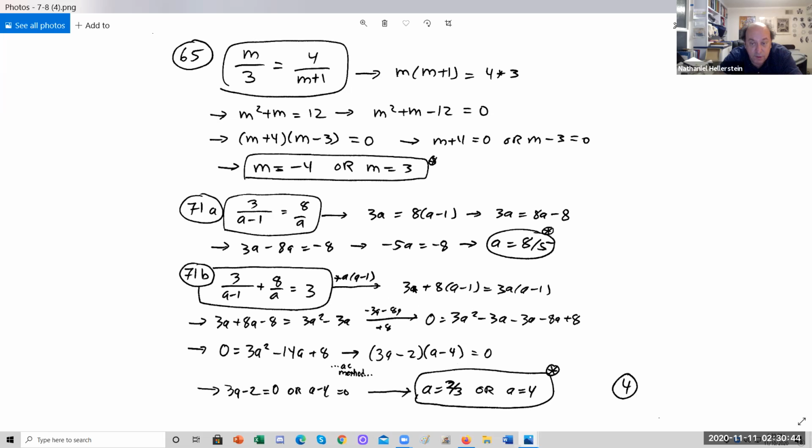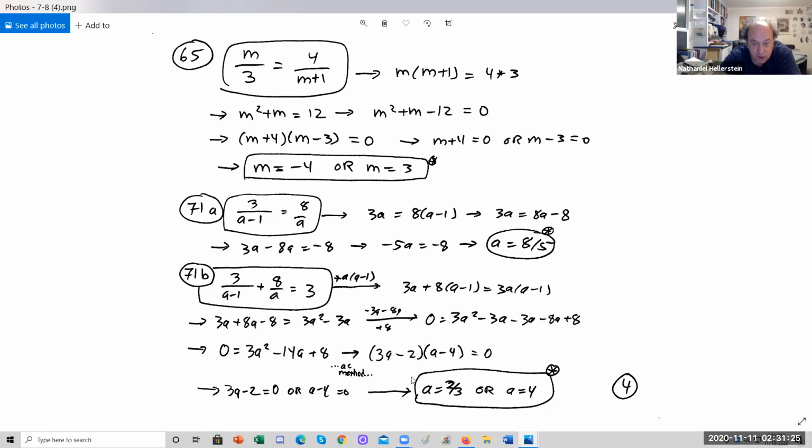All right, so this on the left expands to 3a plus 8a minus 8 equals 3a squared minus 3a. After some transposing, you get 0 equals 3a squared minus 3a minus 3a minus 8a plus 8, which is 0 equals 3a squared minus 14a plus 8. Now, to factor this, it's the AC method, and we've covered that before. To skip those steps, we get (3a minus 2) times (a minus 4) equals 0.